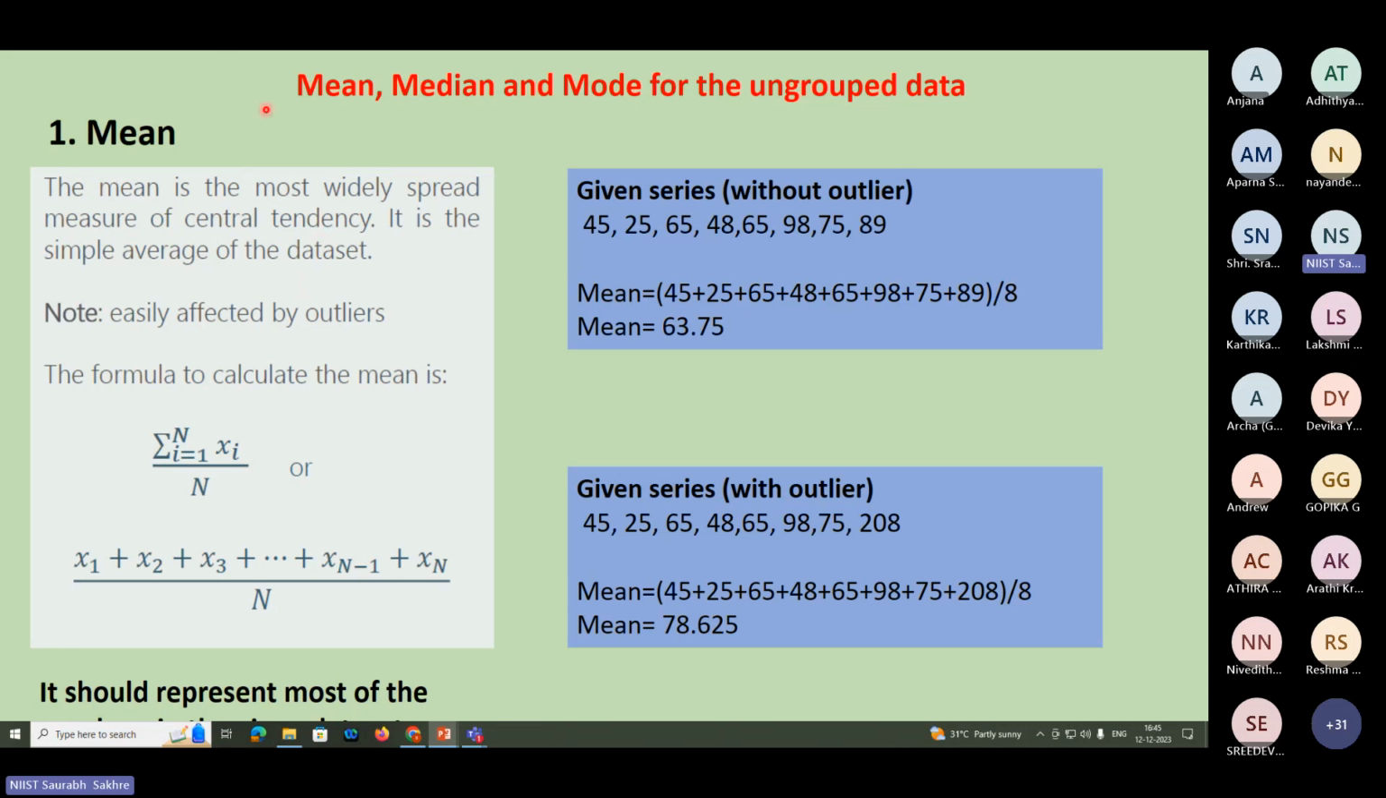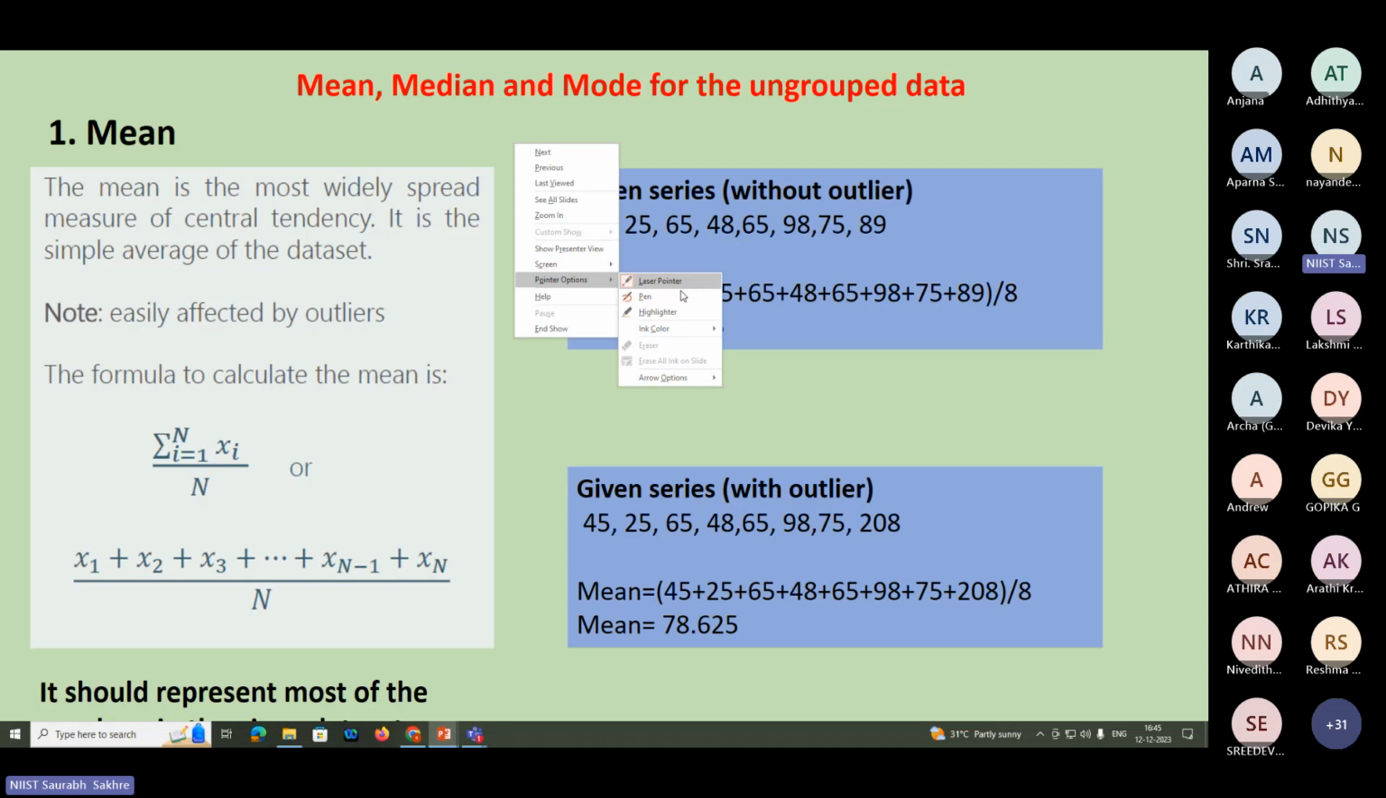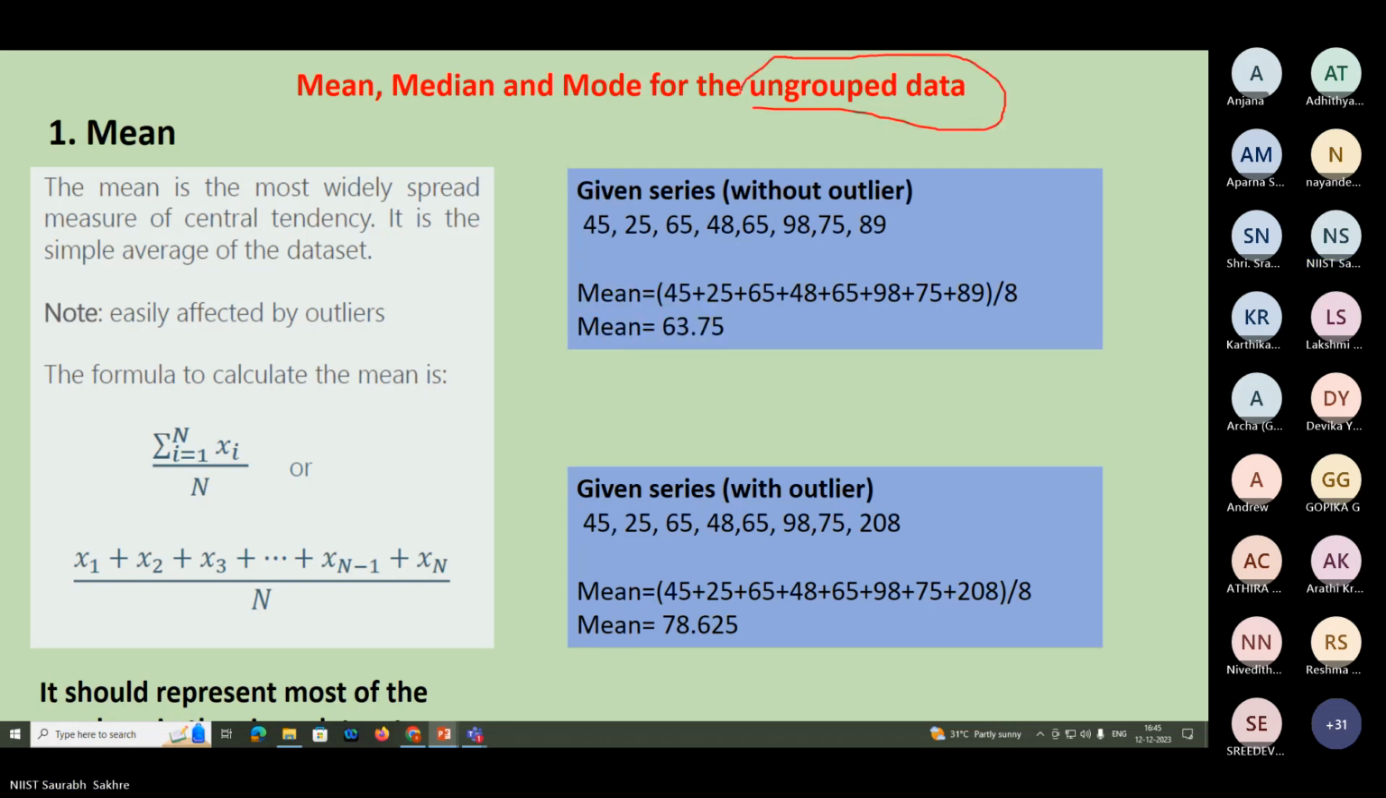And here I'm just taking this particular slide for ungrouped data. Here you can see ungrouped data. Grouped data we'll see afterwards. So the mean is the most widely spread measure of central tendency. It is the simple average of the data set. Now, one important thing: it is easily affected by outliers. I'll tell you slowly, you will understand what I'm trying to say.